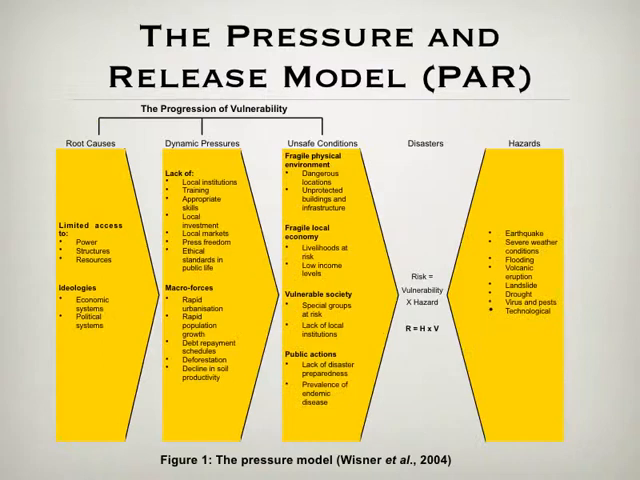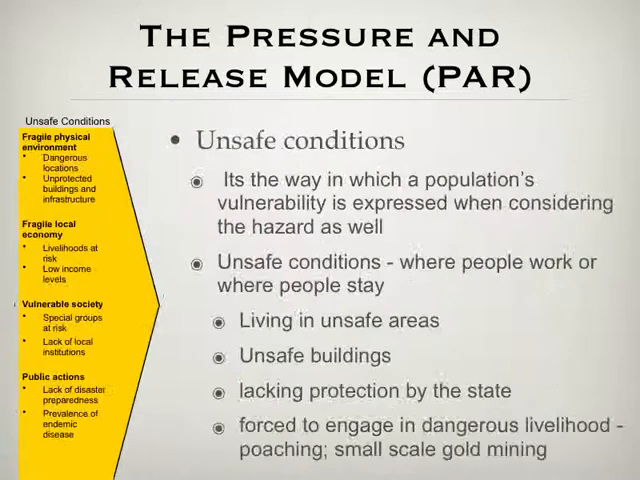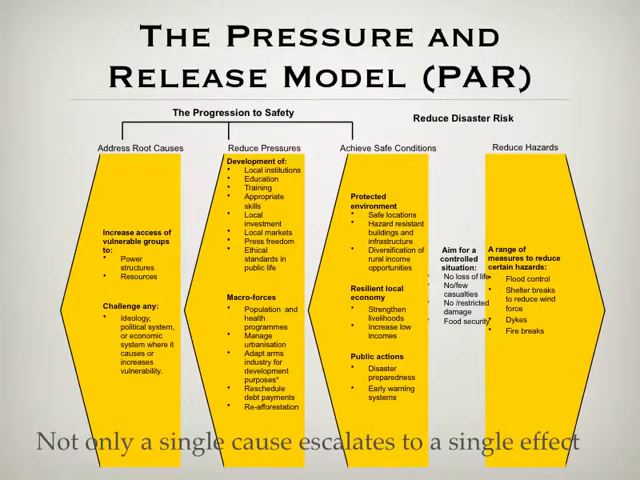So if we look at the pressure model, all of these things build up in terms of people's vulnerability to interact with the hazard, and then the hazard exploits this, creating a disaster impact at the end of it. Okay. And then this is the release model. So what we're trying to do in disaster risk reduction is work the other way, to lessen the unsafe conditions, to make them safe.